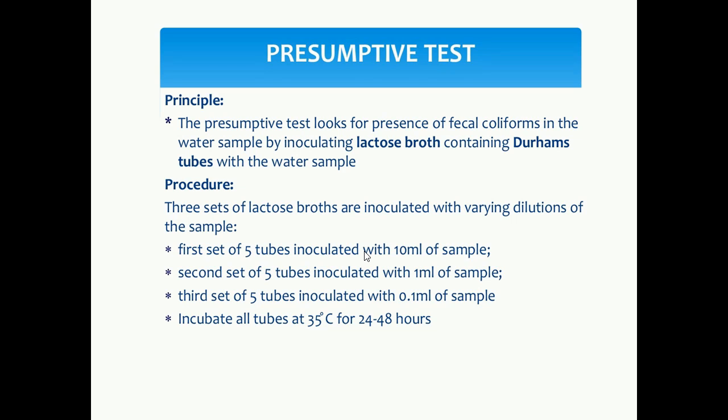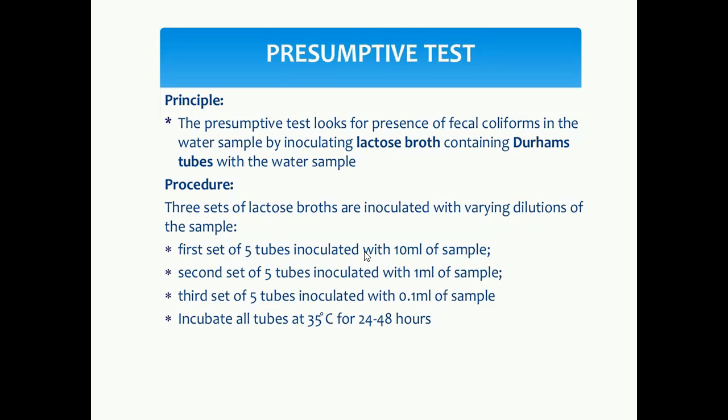First one is the presumptive test. The presumptive test is detecting fecal coliform in the water sample by inoculating lactose broth containing Durham's tubes with the water sample, which indicates whether gas is present or not. And here we are observing that the gas producing microorganisms are mostly coliform bacteria. Here the procedure: 3 sets of lactose broth are inoculated with varying dilutions of the sample.